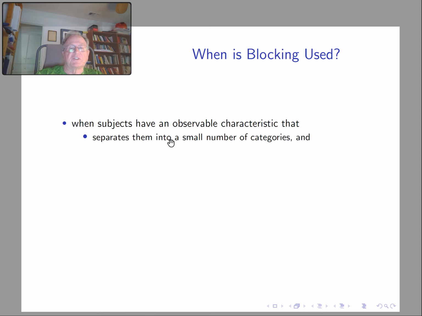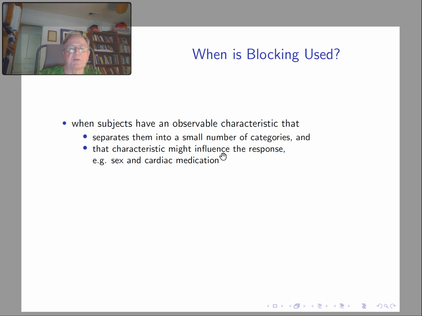Well, when subjects have an observable characteristic that separates into a small number of categories, say sex, and the characteristic might influence the response. So for instance, with sex and cardiac medication, we know that men and women respond to these things differently, so it would make perfect sense to go ahead and block in any sort of clinical trial or experiment involving this sort of thing.